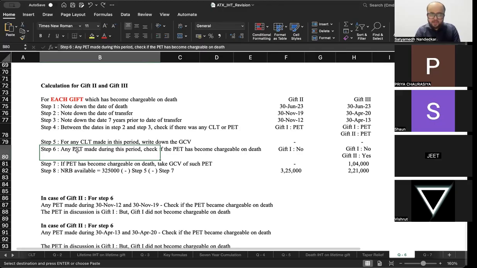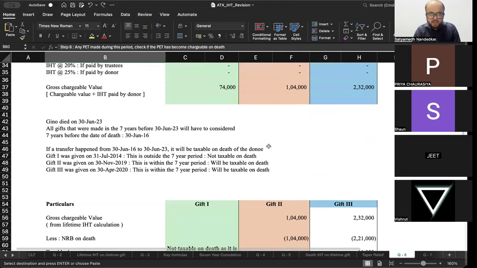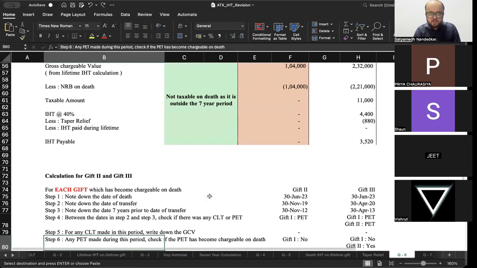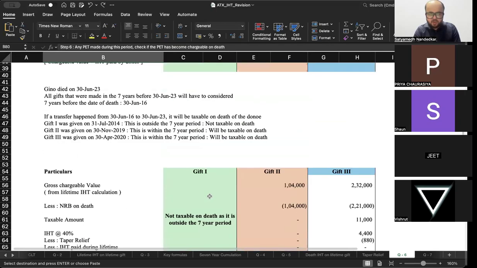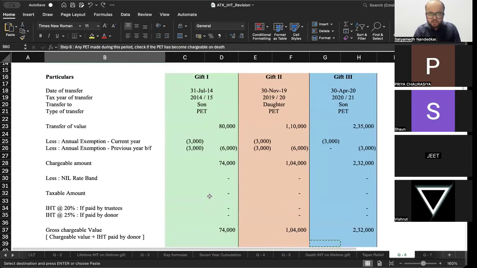For any PET made during this period, check whether the PET has become chargeable on death. There is no other PET that has become chargeable on death. See, gift 1 was a potentially exempt transfer. And did this become chargeable on the death of the individual? No. This gift did not become chargeable on the death of the individual.